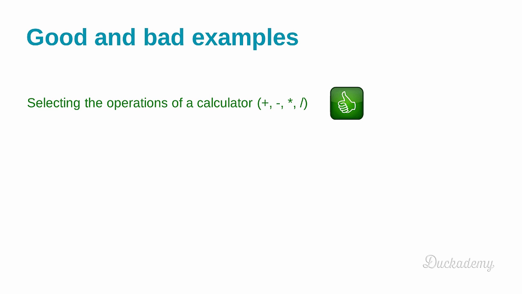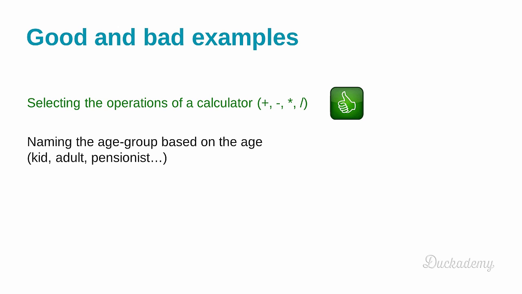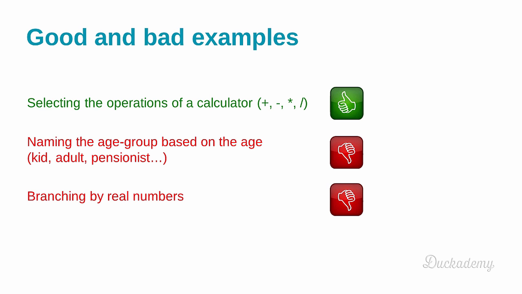What if we would like to name the age group based on the age? So for example, from 0 to 6, this is a kid, pensionist above 65, and so on. This is not a good example because there are too many values for each state. And branching by real numbers is not good because the variable cannot be double and cannot be float.